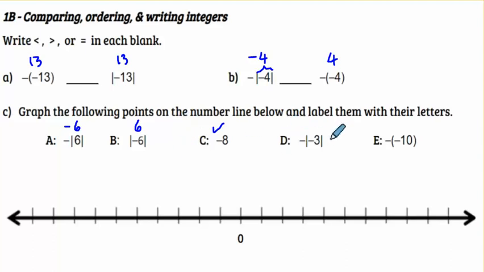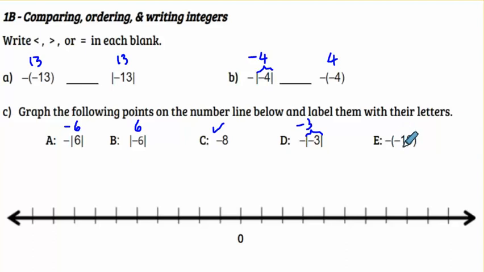Coming over to D, we have the opposite of the absolute value of negative 3. Well, the absolute value of negative 3 is going to be a positive 3. And then we deal with the opposite of that, which is negative 3.